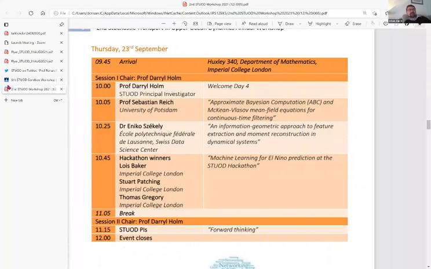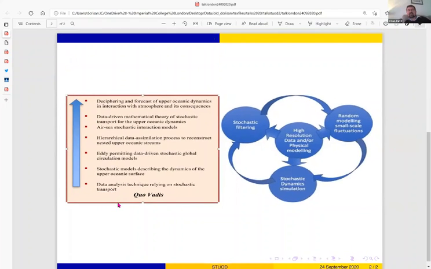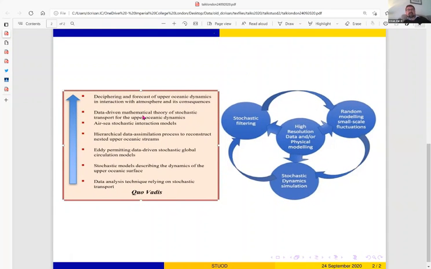What I want to do now is just put up this page, which is essentially taken from our project, and on the left hand side, you have this series of objectives where we start from the bottom and go up, and you will be able to see that there is work done at least in the first 2 objectives. In other words, data analysis techniques relying on stochastic transport and stochastic models describing the dynamics of the upper oceanic surface. And the plan is that for the remaining 4.5 years, we're just going to go up, achieving all of these objectives.